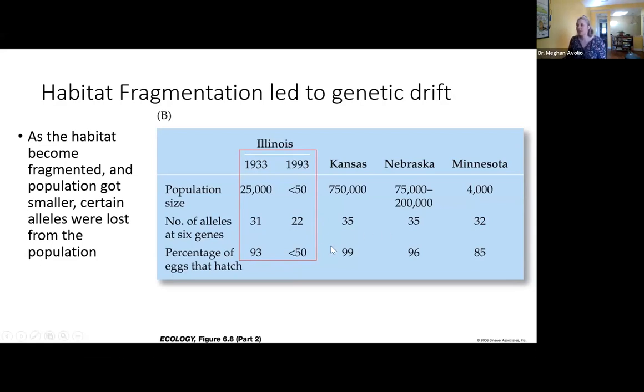And this loss in genetic diversity, this loss in the number of alleles, also has fitness effects, where 93% of eggs that hatched survived in 1933, and less than 50% of eggs that hatched survived in 1950. And so again, these alleles are being lost in the population through the drastic winnowing of the population. And then for whatever reason, one of these birds could randomly die with a unique allele.